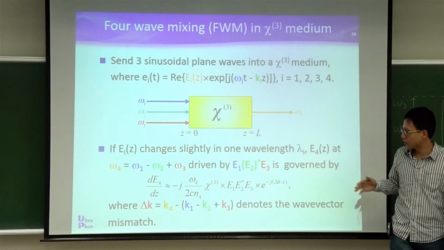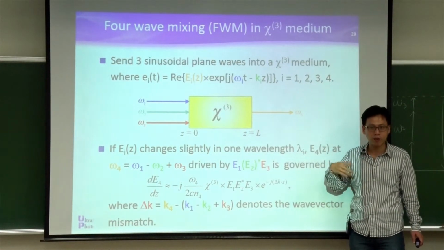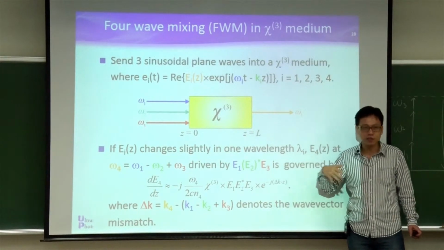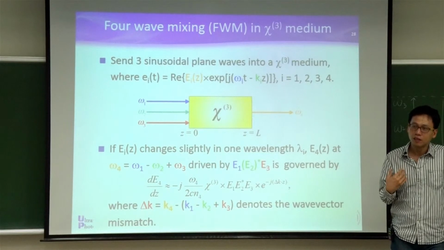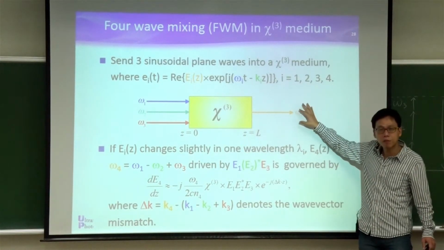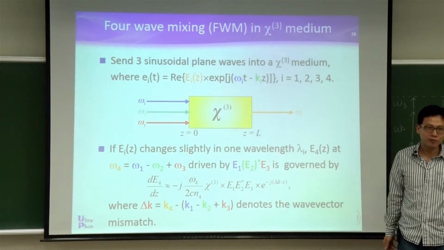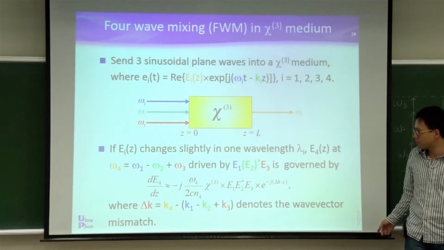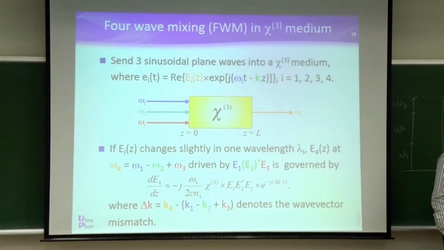And in general, you have more than positive 1 and negative 1. You have everything. So you can imagine the energy actually transfers back and forth among all the 4 frequencies. So you cannot have the maximum output if your delta K is non-zero. So that's the importance of making delta K 0 in practice.